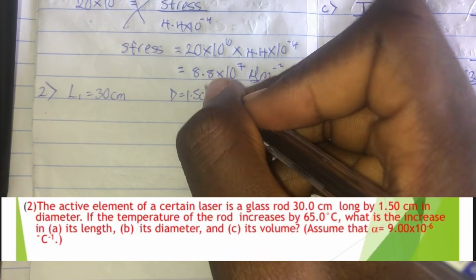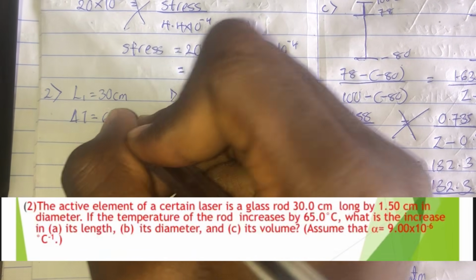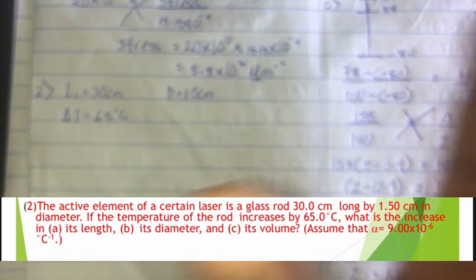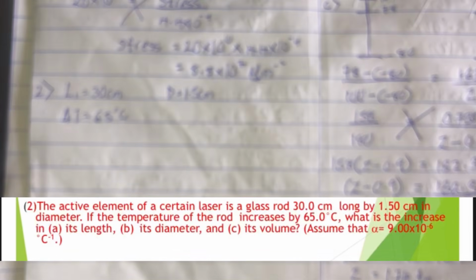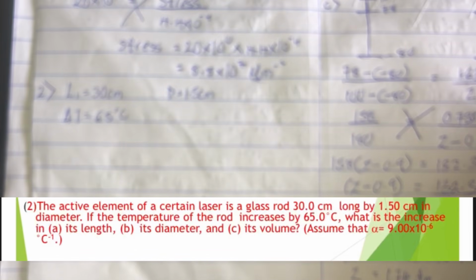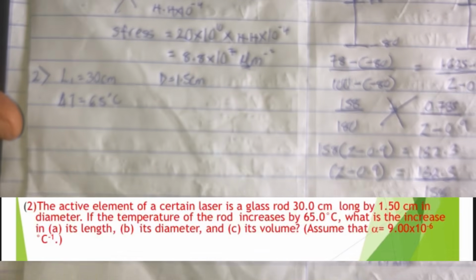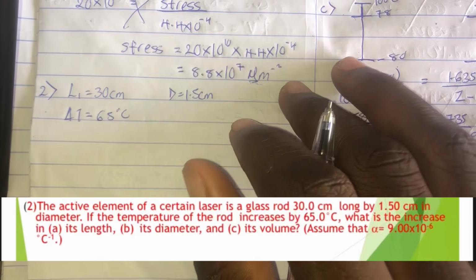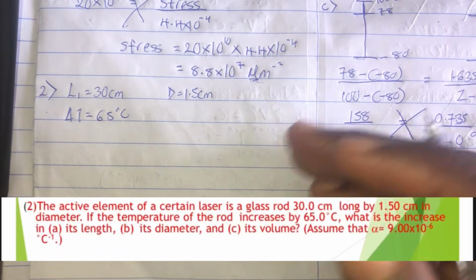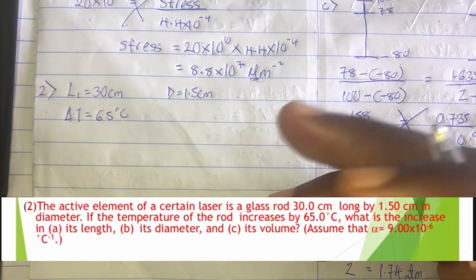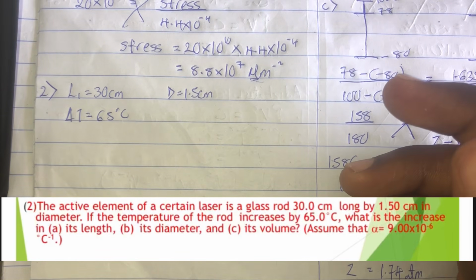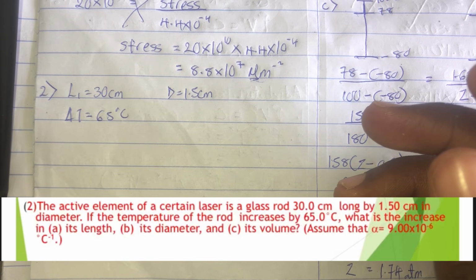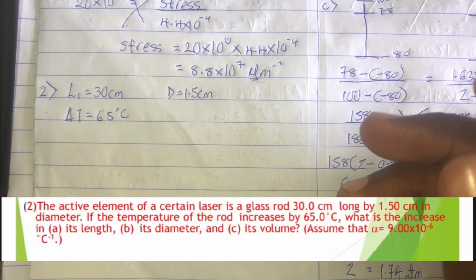If the temperature of the rod increases by 65 degrees Celsius, that's the change in temperature. If you hear something like increases by, that means you already have a difference in temperature. But if you hear increase to, you still have to find the difference. Increase by is very simple. So if the temperature of the rod increases by 65 degrees Celsius, what is the increase in its length?